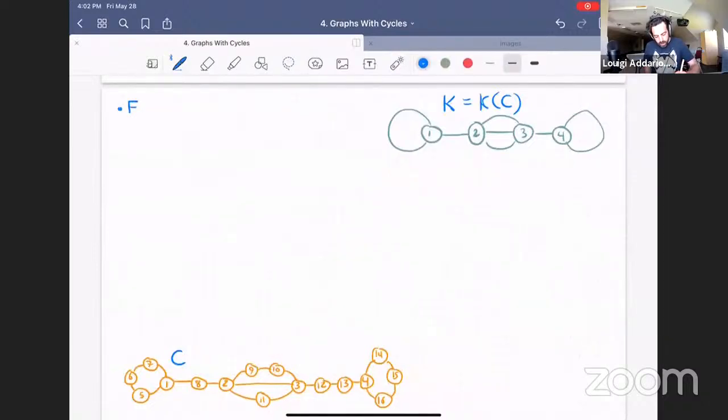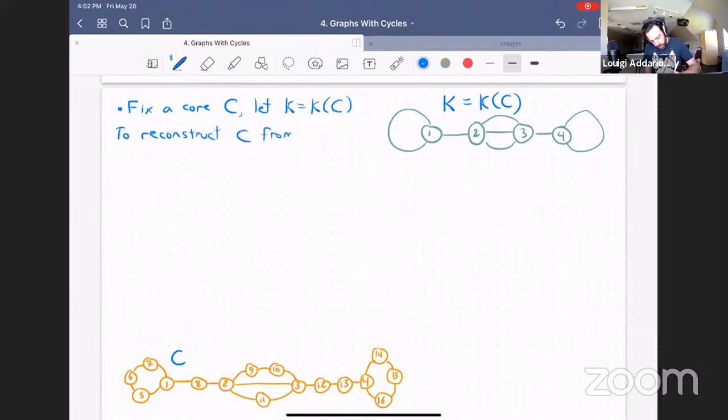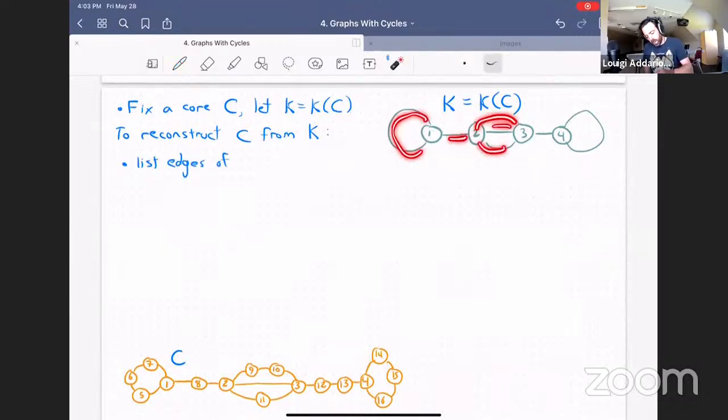Okay, so we'll fix a core C and let K be the kernel of C. Okay, then to reconstruct C from K, well, first I need to tell you basically what appeared on the various paths of the kernel, right? That's what we need to know to go from the kernel back to the core. What were those paths that got contracted? Okay.